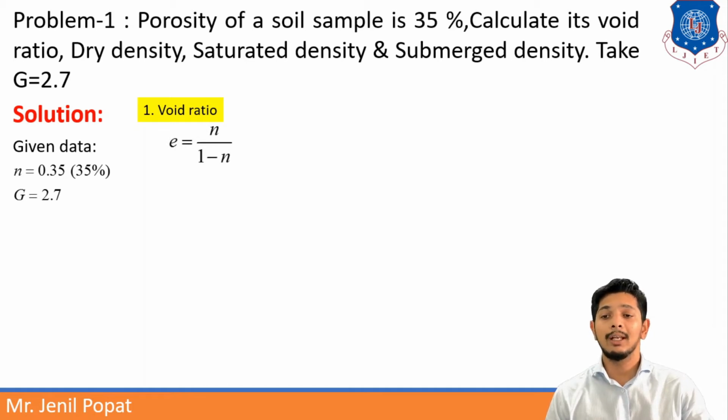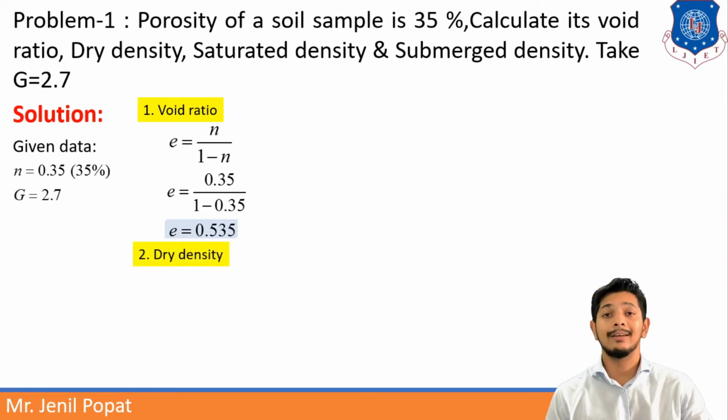Void ratio has the formula e is equal to n upon 1 minus n. Now we know the value of porosity n. So putting the value of porosity n as 0.35, we will get void ratio as 0.535. Moving forward to the second item, dry density.